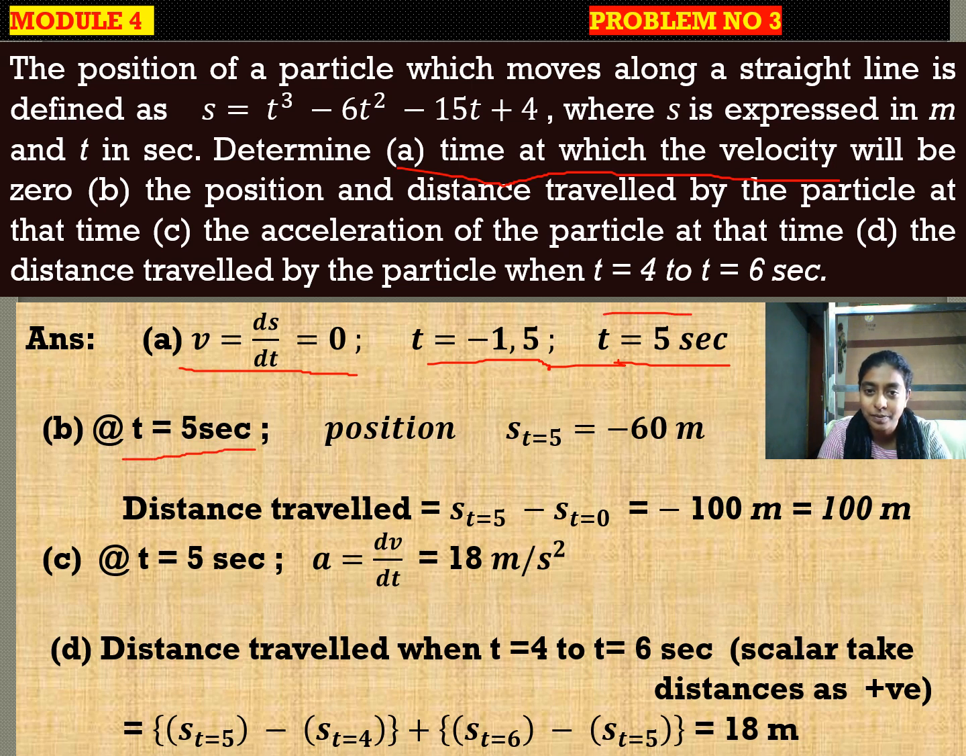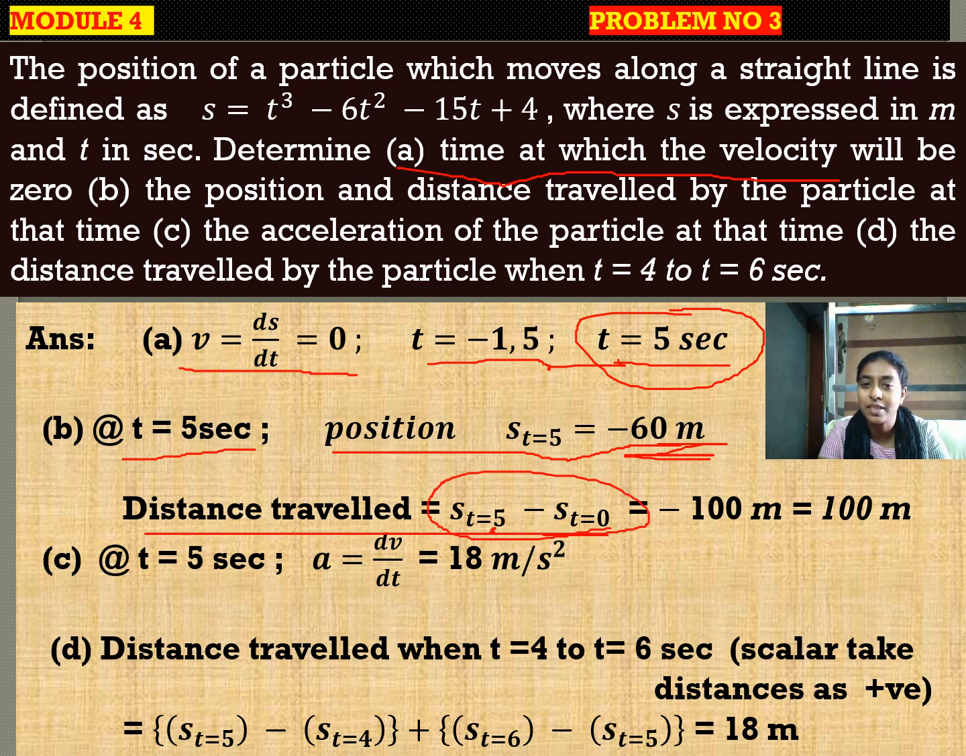For t is equal to 5 seconds, what is the position? So yes, at t is equal to 5 seconds, it will be minus 60 meter. Now distance travelled will be equal to, see, it is travelling from time t is equal to 0 to 5 seconds.